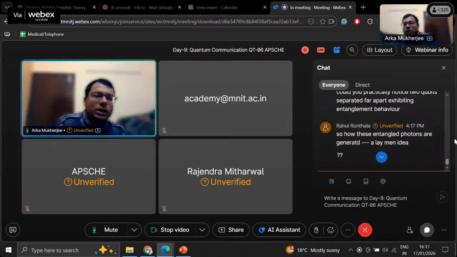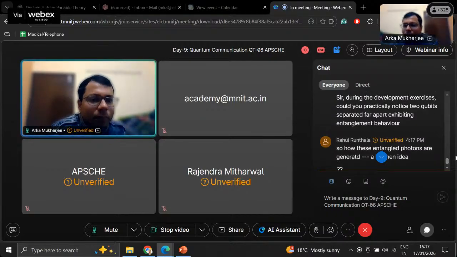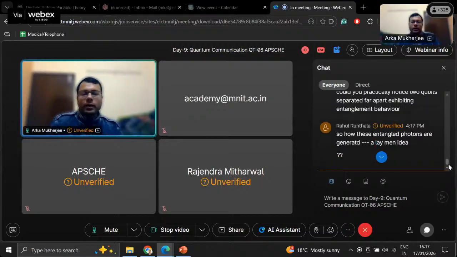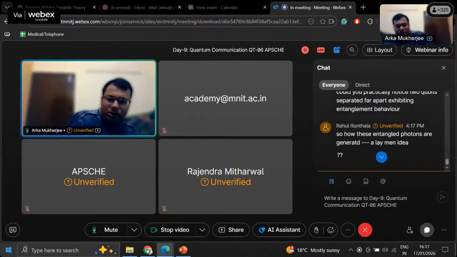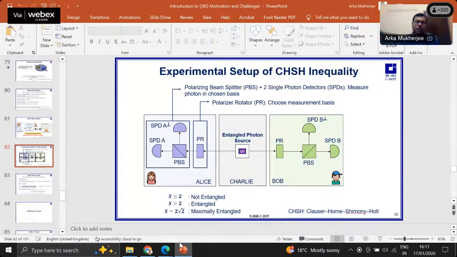Okay, so that is a good question, how is an entangled pair generated? There are many methods. One of the common methods is called spontaneous parametric down conversion, or SPDC. There are some nonlinear crystals. We give a pump signal into it, and then they generate entangled pairs.